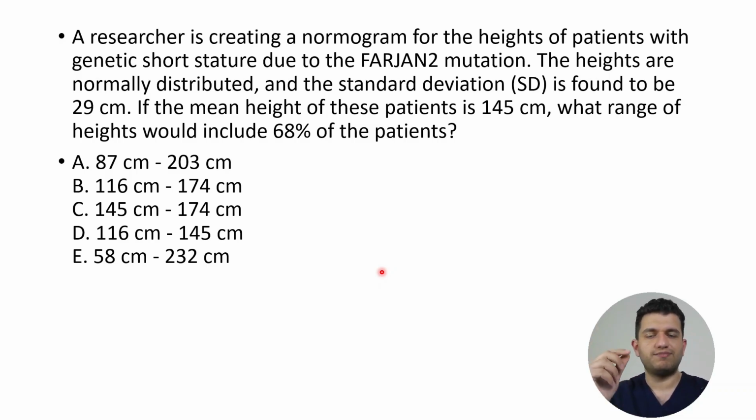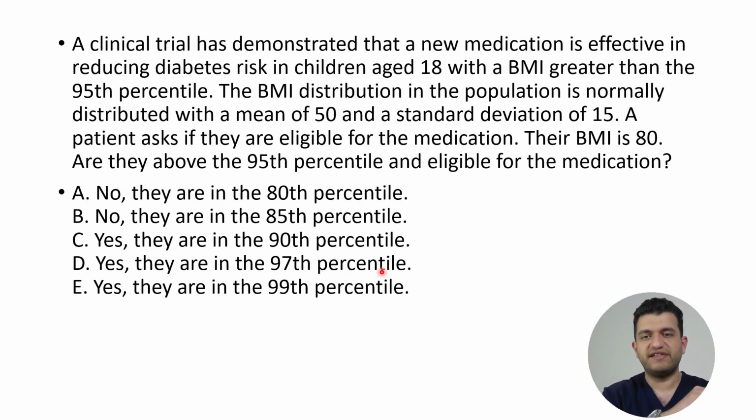Now, another question based on the normal distribution, that's a tricky one, is this one. A clinical trial has demonstrated that a new medication is effective in reducing diabetes risk in children aged 18 with a BMI greater than 95th centile. So if your BMI is more than 95th, not 95th, more. It's not greater or equal, it's greater. So if you are 95th, the medication doesn't work for you. You have to be more than that.